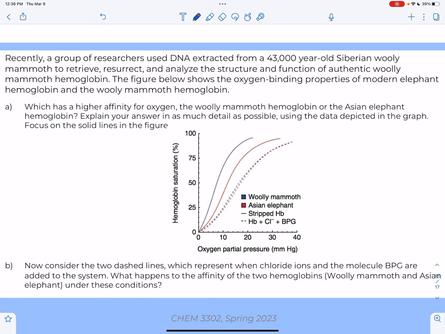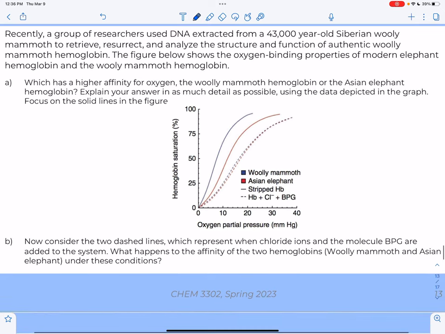And so they looked at the properties and compared it to a very similar animal, genetically speaking, the Asian elephant, to see whether the woolly mammoth's hemoglobin was different in its properties, adapting it to living in colder temperatures than the Asian elephant, which is a modern animal. So they generated oxygen binding curves for both forms, the woolly mammoth and the Asian elephant.